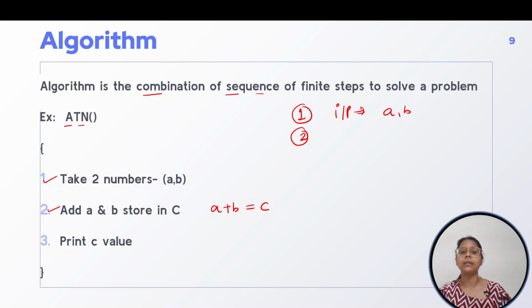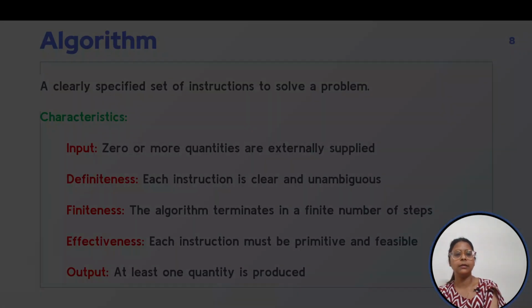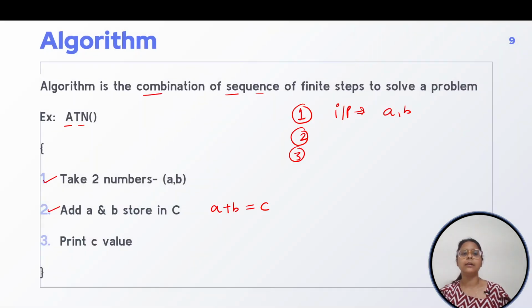Means if you are saying take two numbers, that means it is specifically saying that you have to take two numbers. Third one is your finiteness. Then that addition of two numbers is terminating after 3 steps. So you are writing only 3 steps, which is a finite number.